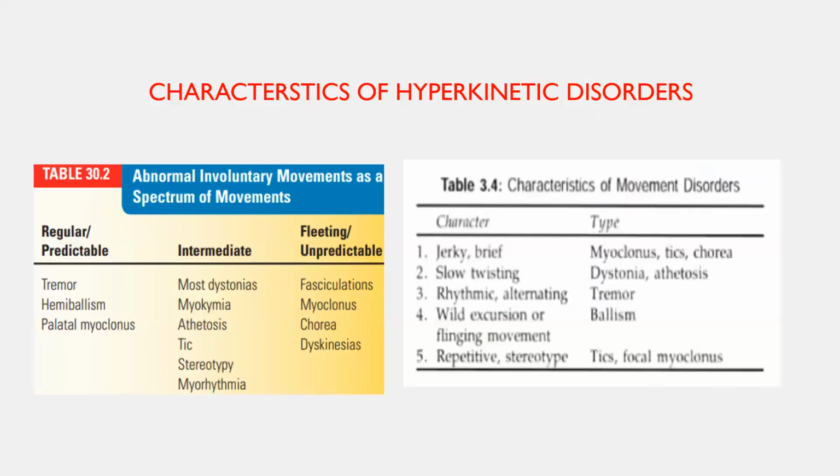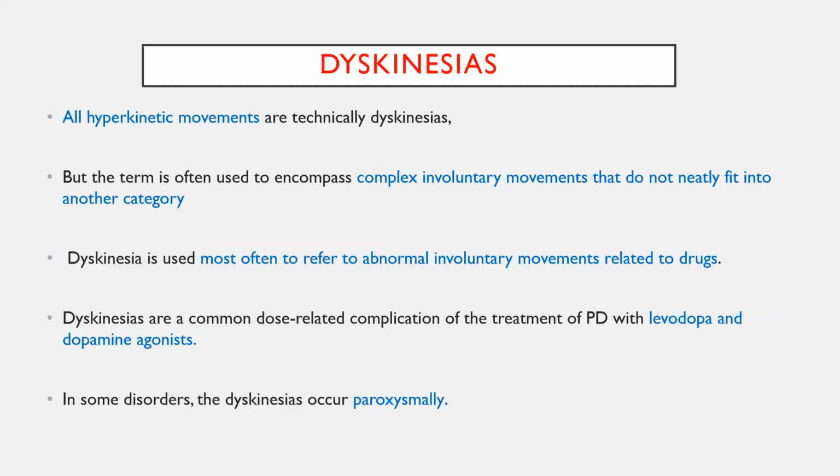This is again the same slide. Most of the movement disorders are of intermediate range. The regular movement disorders will be tremor, ballism, and palatal myoclonus. And unpredictable fleeting movements will be fasciculation, myoclonus, chorea, and dyskinesia. In between, all the other movement disorders will come. Next, let us discuss one by one.